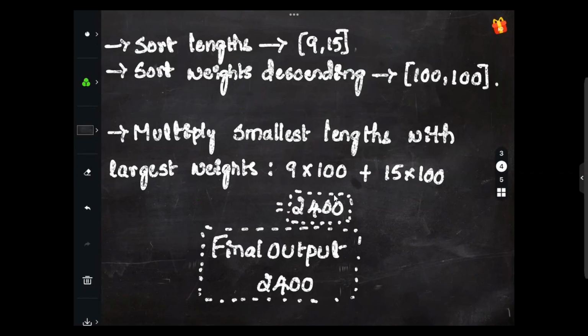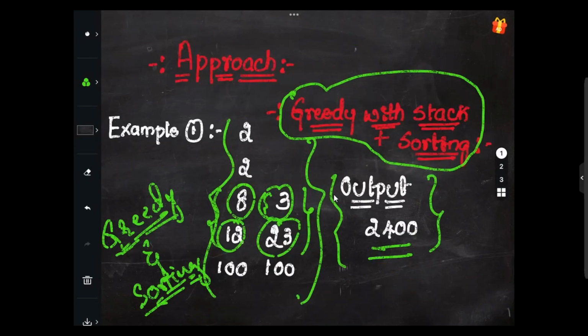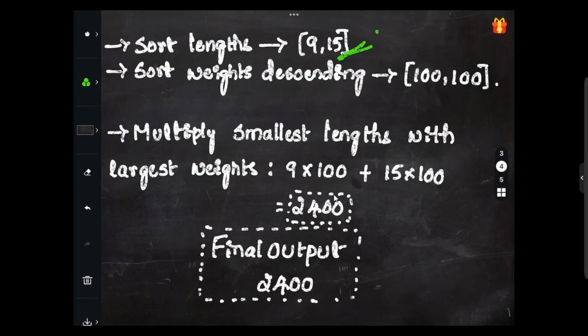Next, let's move on to sorting the lengths. We have 9 comma 15, and we know how we got 9 and 15. This is nothing but the length. The third part in the input is nothing but the weight. The intervals they have given are 8, 3, 12 and 23, and this part, 100 and 100, is nothing but the weight.